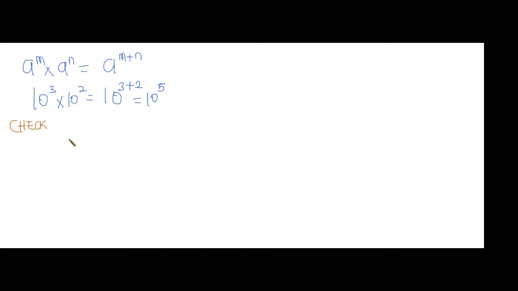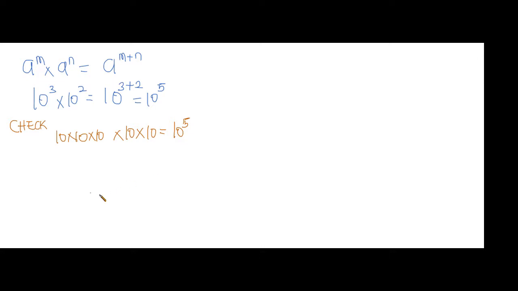10 raised to power of 3 means, from simple arithmetic operation, 10 times 10 times 10 multiplied by 10 raised to power of 2, 10 times 10. And how many tens do we have? That will be 10 in 5 places, and we're going to have 100,000, which is equivalent to 10 raised to power of 5. So it's still going to be the same answer.